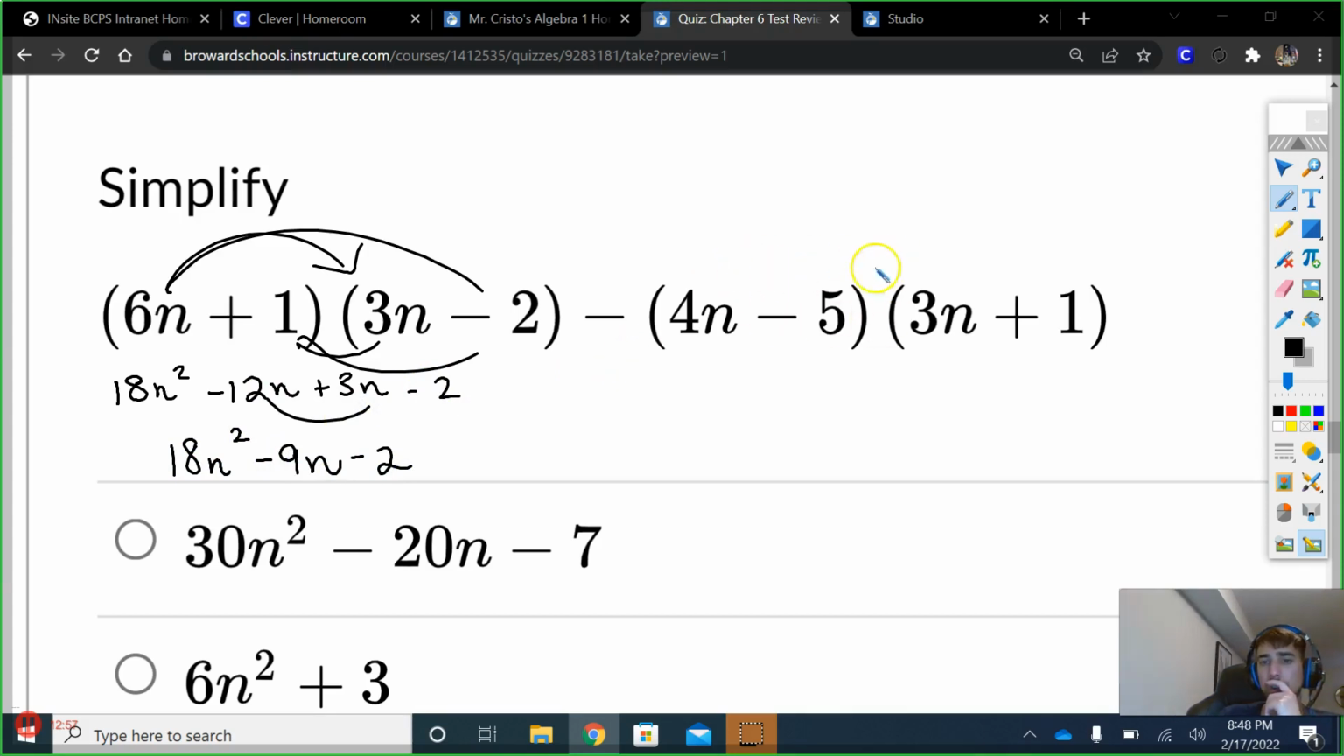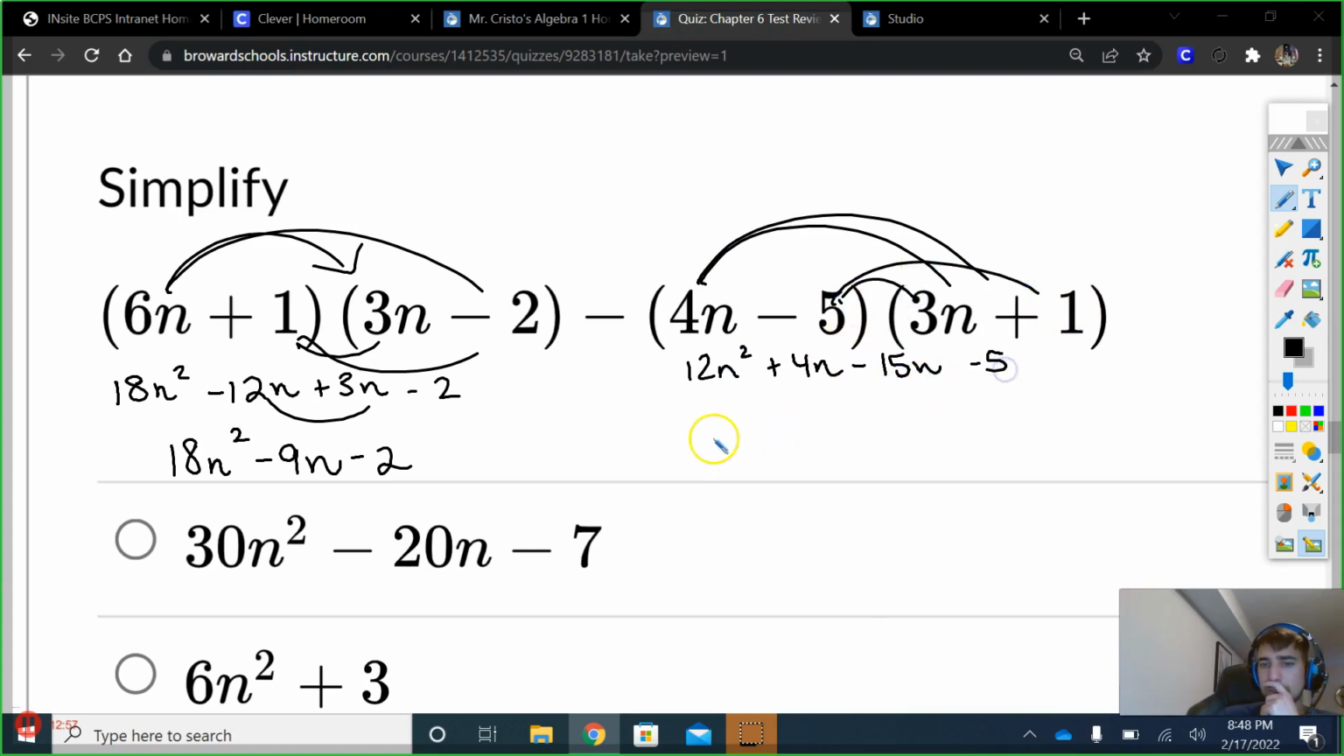Let me start foiling this part right over here now. 4n times 3n will give you 12n squared. 4n times 1 is going to give you 4n. Negative 5 times 3n is going to give you negative 15n. Negative 5 times 1 is going to give you negative 5. If you simplify this, you should get this.